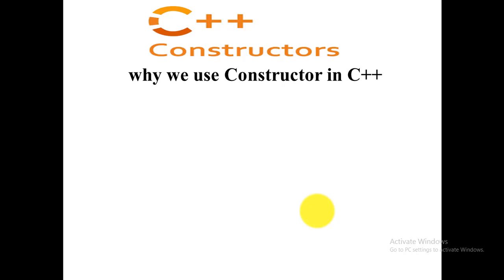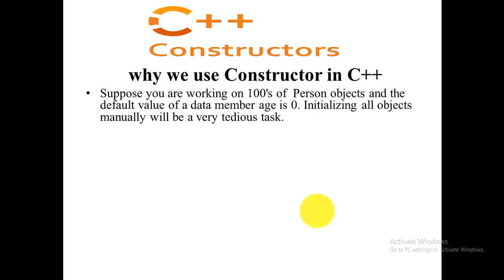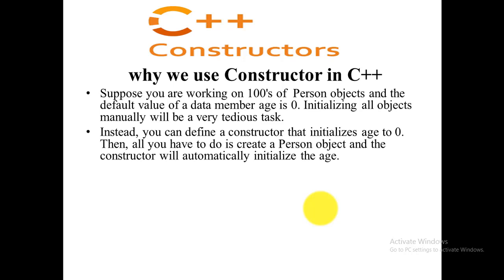So, why do we use a constructor in C++? There are multiple scenarios in which we need constructors. For example, suppose you are working on hundreds of person objects and the default value of the data member age is 0. Initializing all objects manually will be a very tedious task. We have to initialize the first person, then the second person, then the third person, then the fourth person, and so on up to the hundredth with the value 0. It will be a very hectic task. So to get rid of this hectic task, we use a constructor.